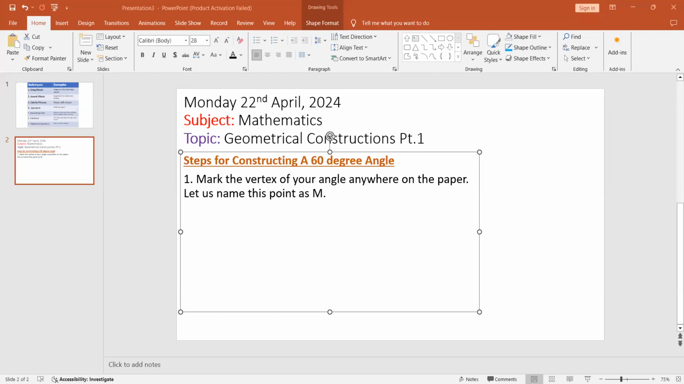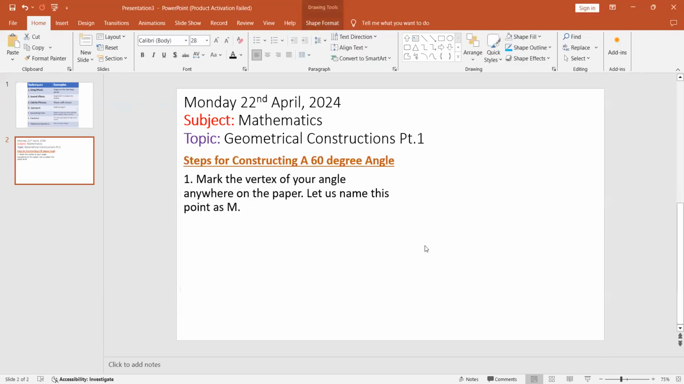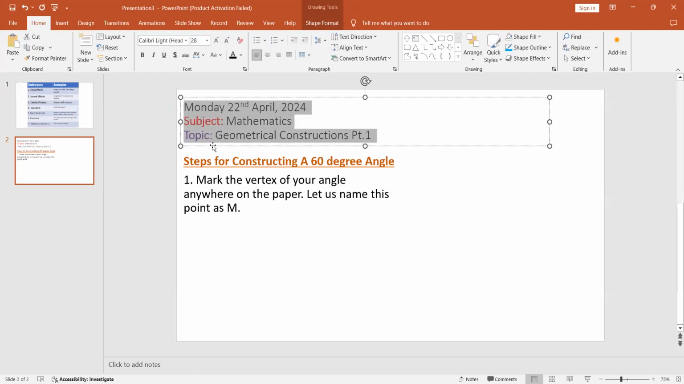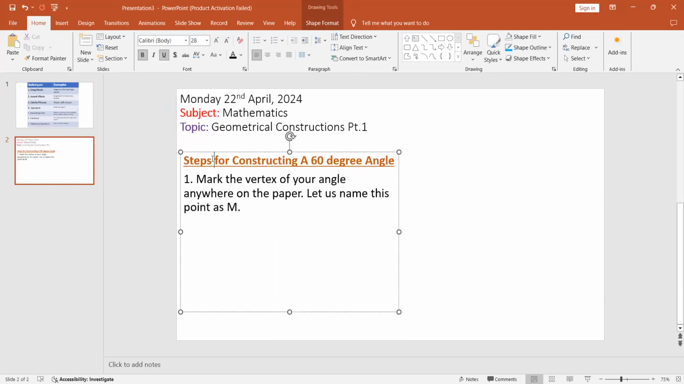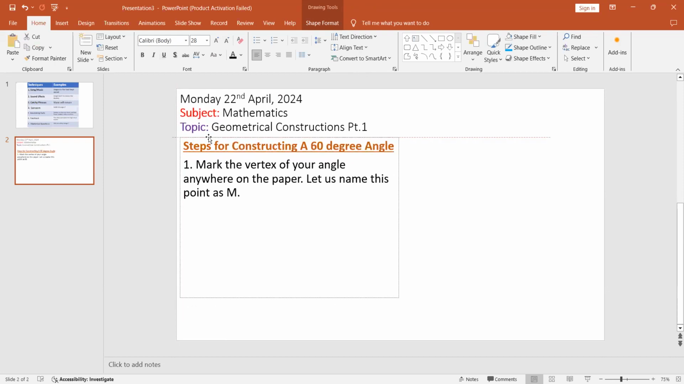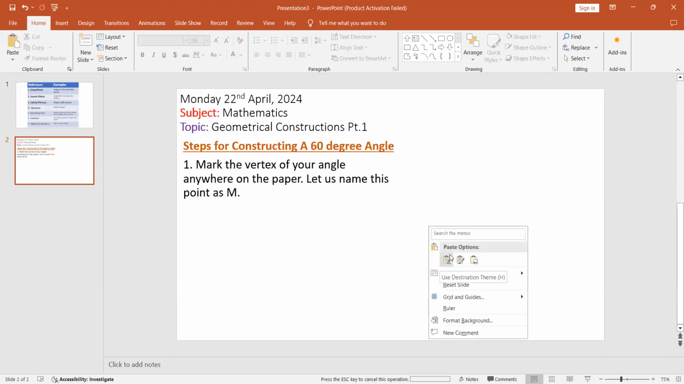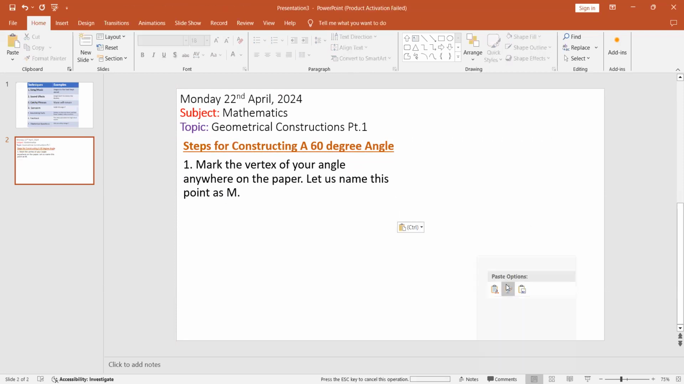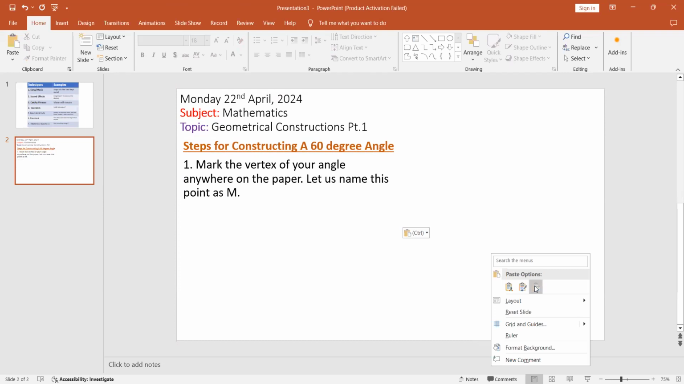And let me just put an image here. So I'm gonna put on the side of it. I'm gonna put the image. You don't need this whole heading in. So let's put this. So the first step is marking the vertex of the angle. So I'm gonna put this right there.